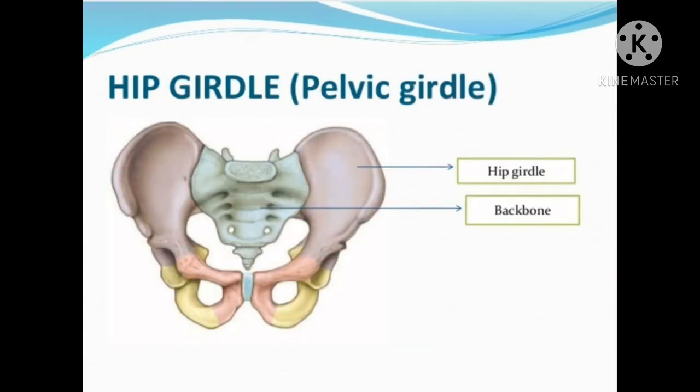Next girdle is pelvic girdle or hip girdle. It is also called the hip bone. It is made up of three bones fused together. The leg bones are attached to it and it forms a bowl like structure on which the body rests and is used to sit. Hip girdle helps us in sitting. It is the strongest part of our body.